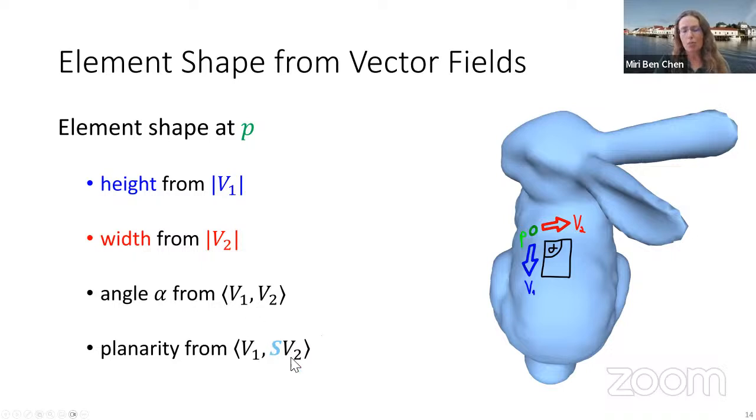Additionally, I can also control the planarity of this element. I won't go into the details again, but if I look at the shape operator S, which is a 2x2 matrix that encodes the curvature at this point, then if V1 and V2 are orthogonal with respect to this operator, the quad that I'm going to get will be planar. Okay, so there is some differential geometry involved in order to show this, but this is possible to show and has been done previously.